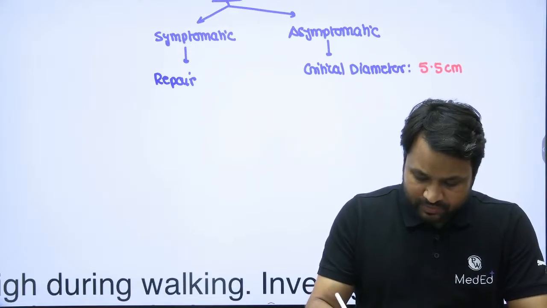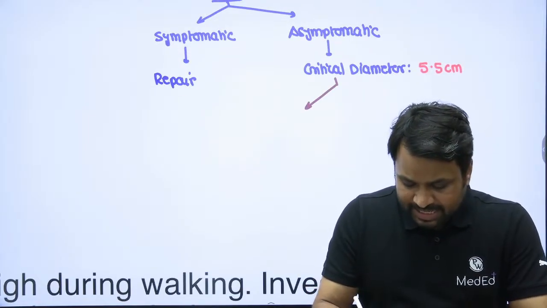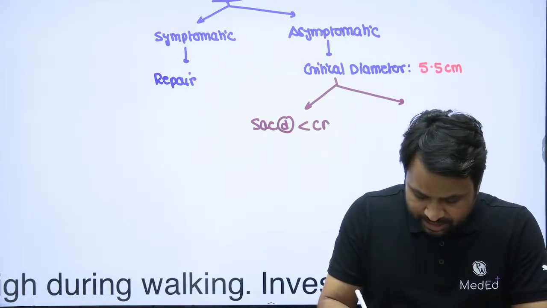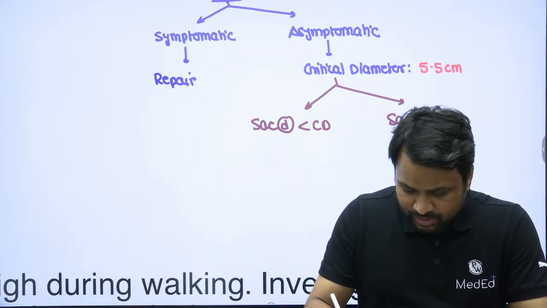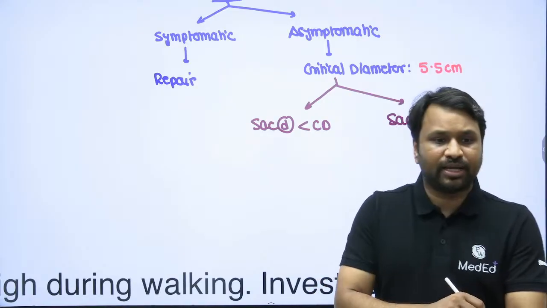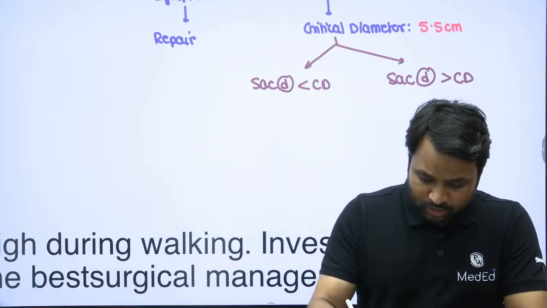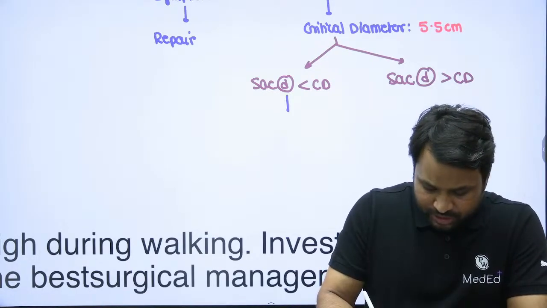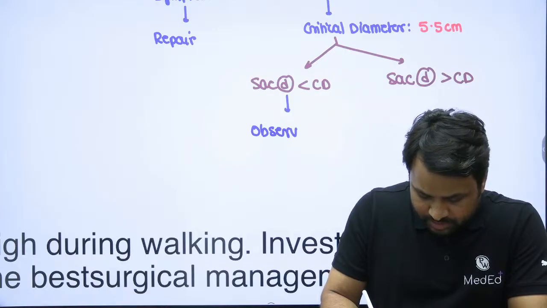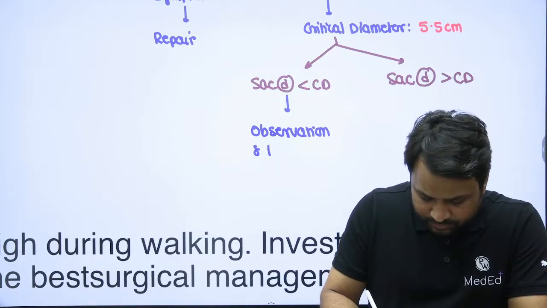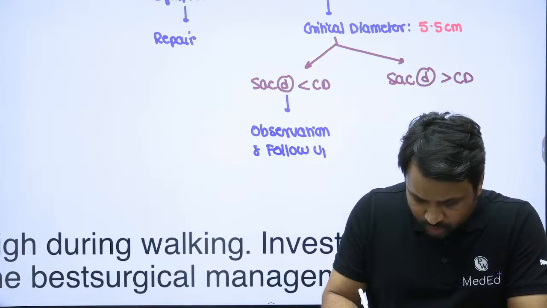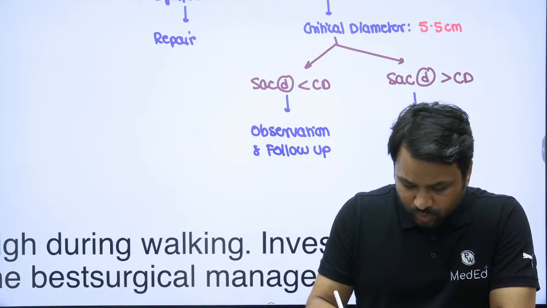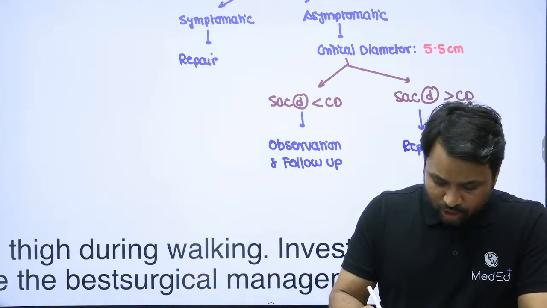So we will see whatever the aneurysm presented is the sac's diameter. If the aneurysm sac's diameter is less than the critical diameter, or if it is more than the critical diameter, correct. Now, if the diameter of the sac is less than the critical diameter, then it is going to be observation and follow-up. On the other hand, if the diameter of the sac is more than the critical diameter, then you have to go ahead with repair, right?